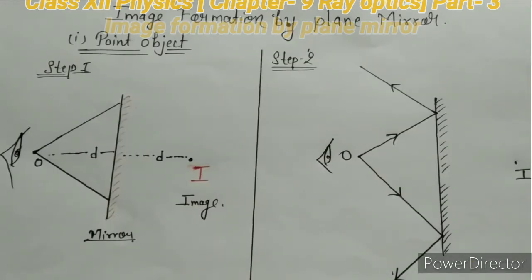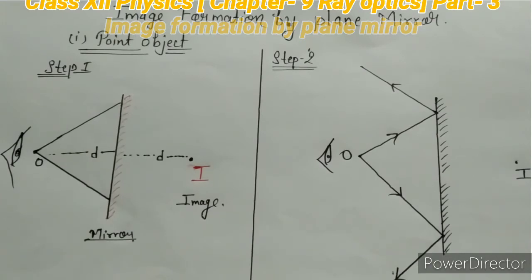How do we make them? Image formation by a plane mirror. We first consider a point object, and we know the law of reflection and the characteristics of image formation: the image is upright, virtual, and the same size as the object. We follow all these characteristics here.